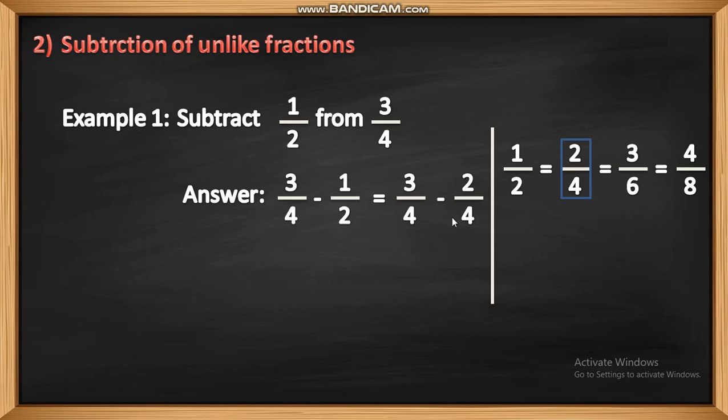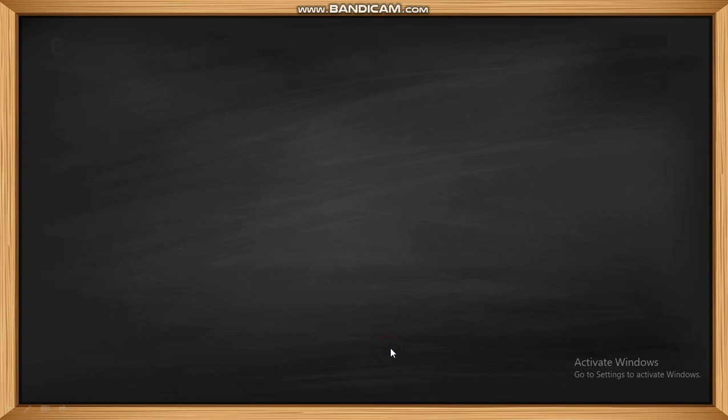Then 3 minus 2 as numerator, divided by the common denominator 4, that's equal to 1 by 4. 3 minus 2 is 1, so the answer is 1 by 4. It's the final answer, drawing 2 lines. One more question, example 2.